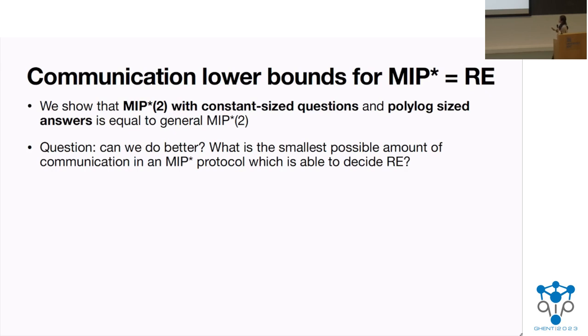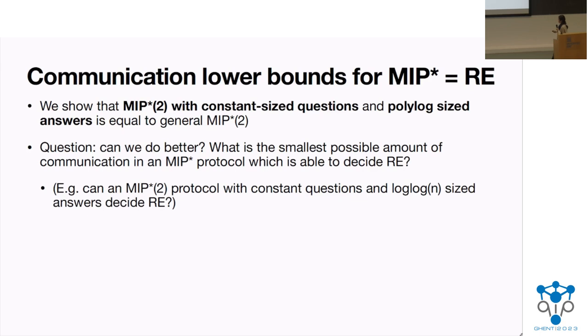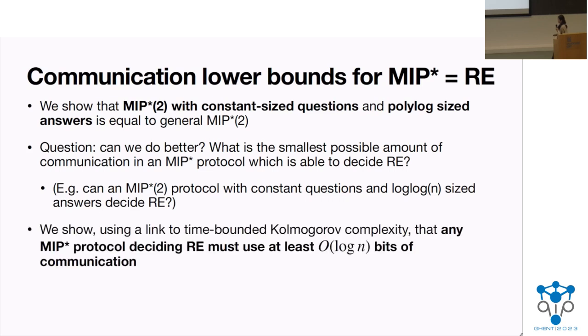What is the smallest possible amount of communication in an MIP star protocol that can decide RE? So for example, with constant questions and log n sized answers, can we decide RE? We show that the answer is no. So using a link to Kolmogorov complexity, we show that any MIP star protocol deciding RE must use at least order log n bits of communication.